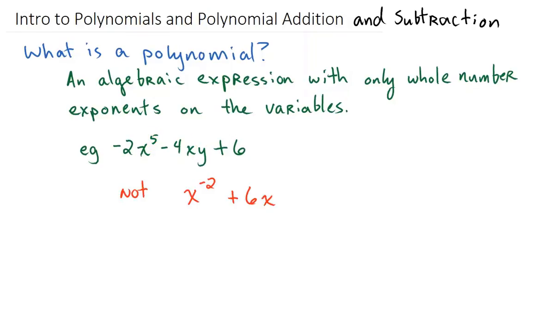If we had something like x to the negative 2 plus 6x, this is not a polynomial because it has a negative exponent attached to a variable. Also, something like 2y over x squared is not a polynomial because we're dividing by a variable, and that's the same thing as having a negative exponent. So that is not going to be a polynomial either.